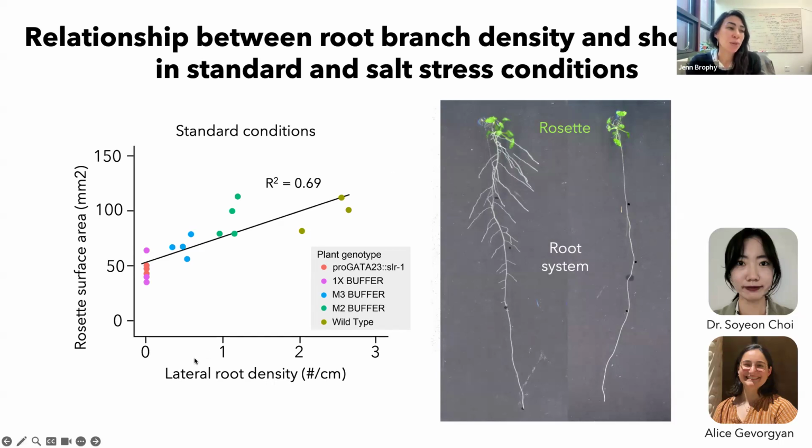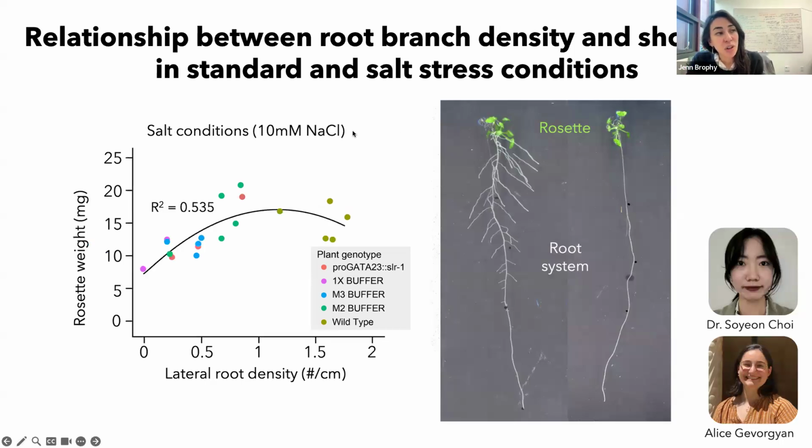But what we've seen in some preliminary experiments is that as we increase root branch density, by having plants with different synthetic genetic circuits in them that allow for more or less root branch development, the more branches leads to larger rosettes, essentially larger above-ground leaf biomass. And that makes some sense, because in order to be able to grow a larger rosette, you need more nutrients, therefore having more branches can be helpful.